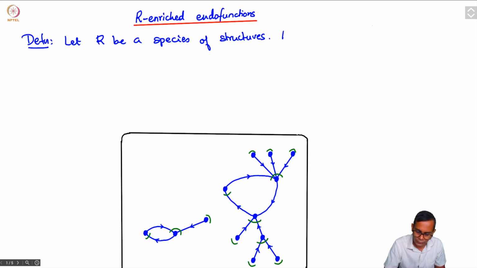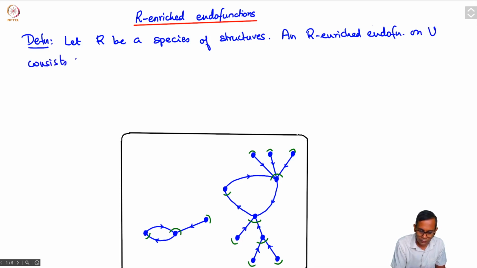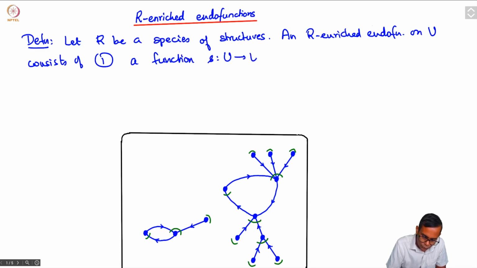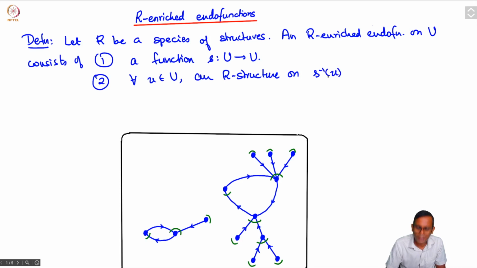Then an R-enriched endofunction structure on U consists of, firstly, an endofunction structure on U. So a function S from U to U, and secondly, for every u in U, an R structure on S inverse of u, on the fiber of u.